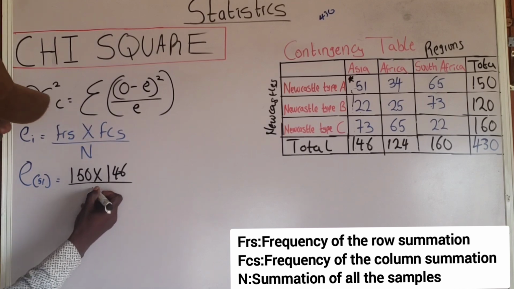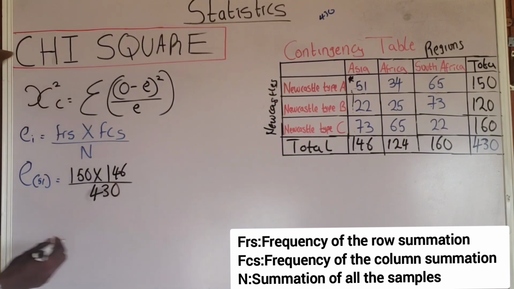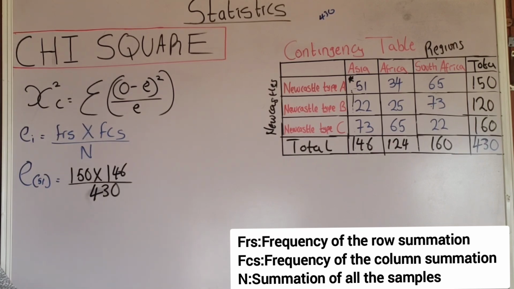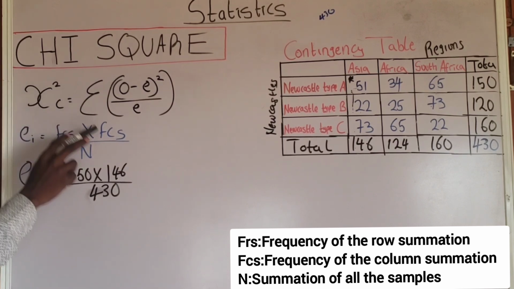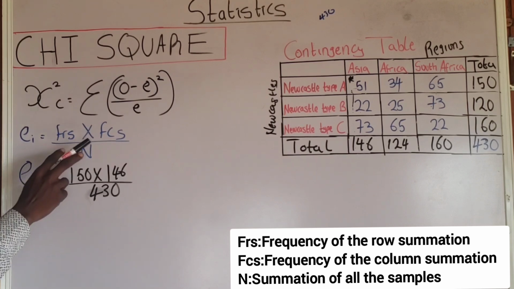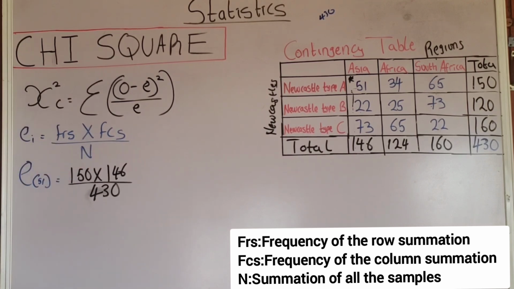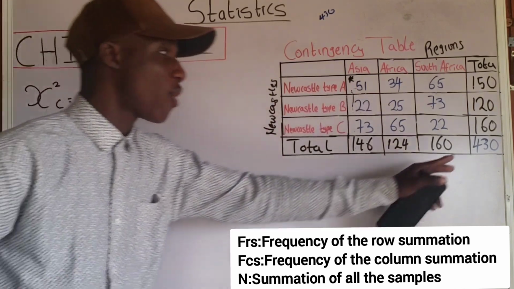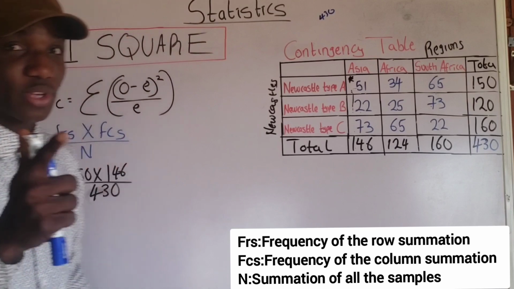Okay? So here I'm going to have 430. It is not 9, okay? Their number is 9. Their summation is what? 430. Do you understand? Listen. FRS simply means frequency of the row summation. FCS simply means frequency of the column summation. And N is the summation of all the samples, not the number now. We have 9 samples, you understand? But their summation is what? 430, okay? That's what I want to get correctly, okay?